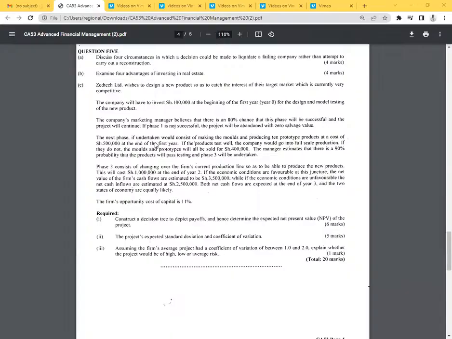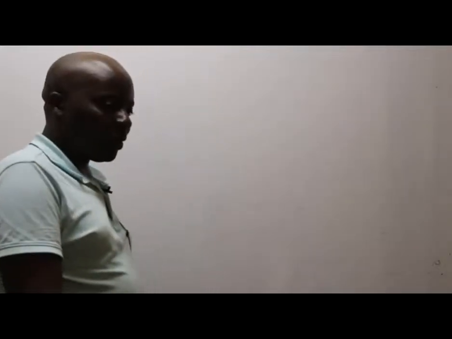The next phase, if undertaken, ladies and gentlemen, if I could just capture the first phase. What are they telling us there really? So, ladies and gentlemen, this is what they're telling us there: that this company wants to get into some investment decision. And how do they enter into this investment decision?